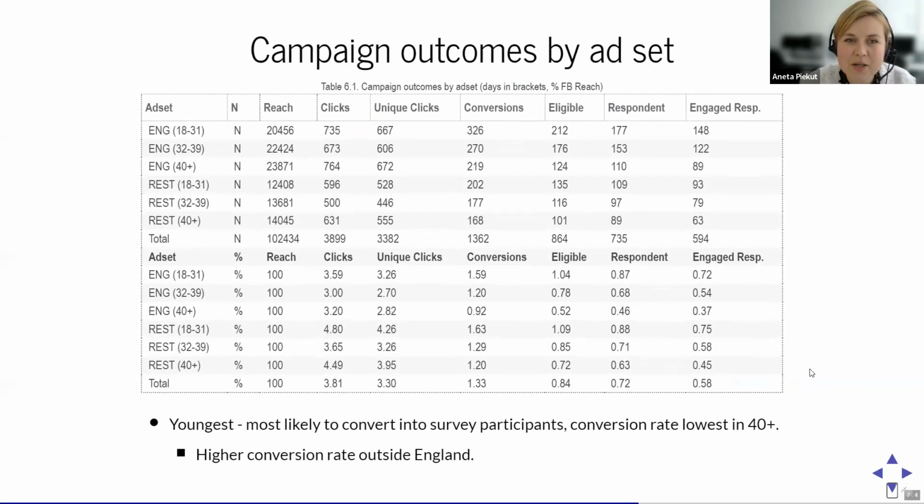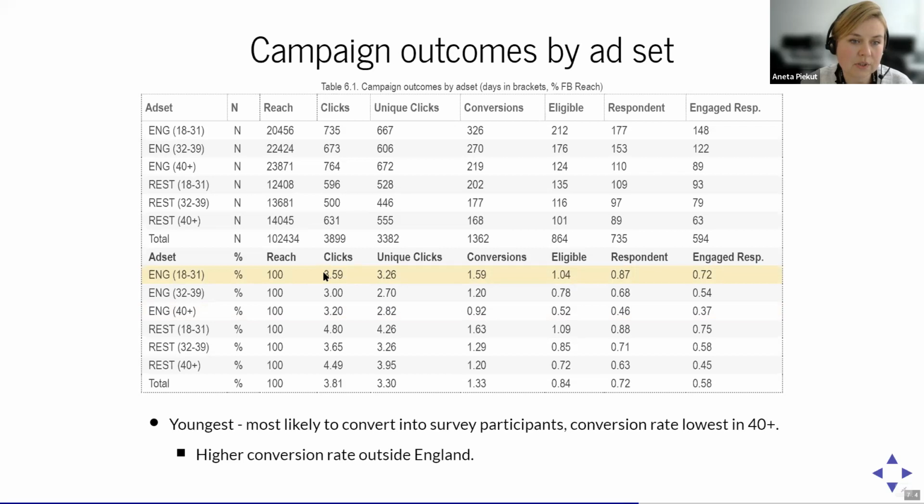Yeah, another table, when we look at the campaign outcomes. The top part is just actual numbers, but the part that tells you more information is the part on the bottom. So if we think that the actual reach of our campaign was 100, then 3.59 people within this first ad set actually clicked on our ad.